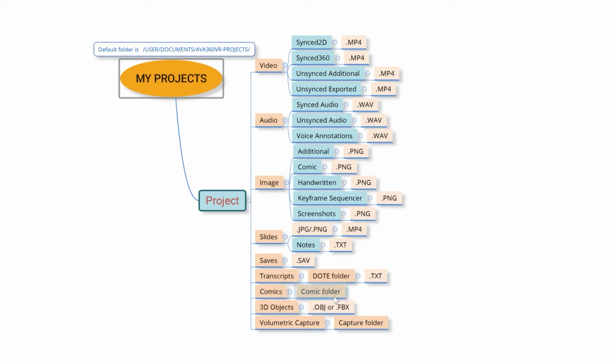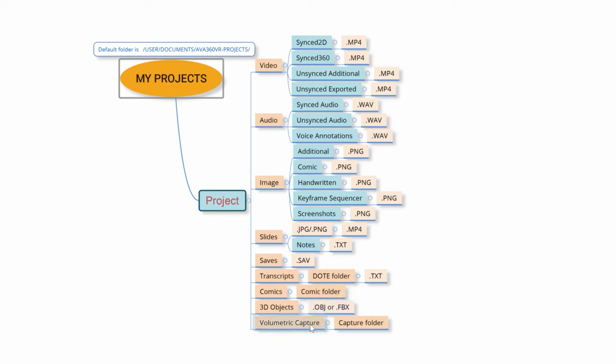Then the comics folder, that's where, when you make a comic, all that information is stored. You don't need to touch anything in there. You can rename the comic folder if you want. It's given a date and time stamp and a number, but you can rename it, and then you can load it up again another time. 3D objects, that's where you can put a 3D object you want to import into the scene and manipulate. It has to be OBJ or FBX.